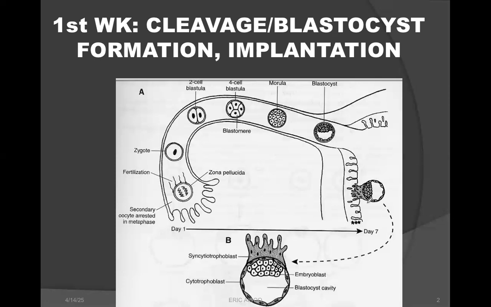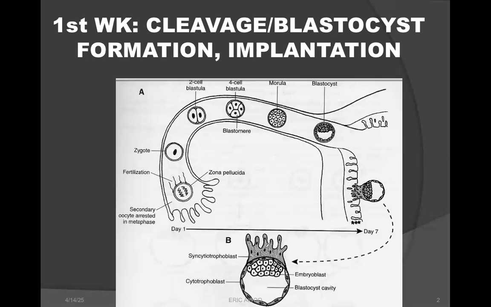But once the blastocyst together with its trophoblast gets in contact with the endometrium, it starts differentiating into syncytial trophoblast. And then the rest of the trophoblast will become cytotrophoblast. So that is what we see here: syncytial trophoblast and then cytotrophoblast.